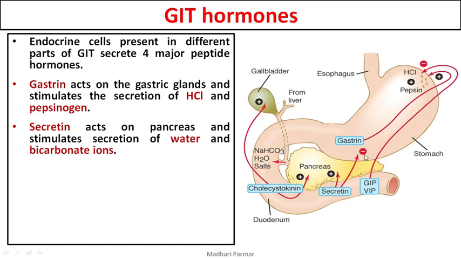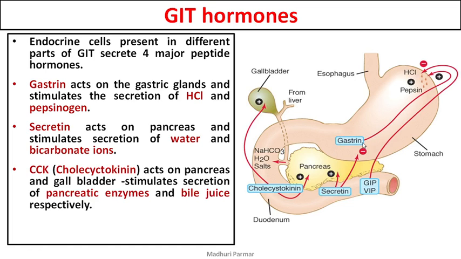Secretin will also inhibit the release of gastrin, so that you no longer require more and more gastrin, or more and more HCl and pepsin. So this is how secretin will inhibit gastrin.